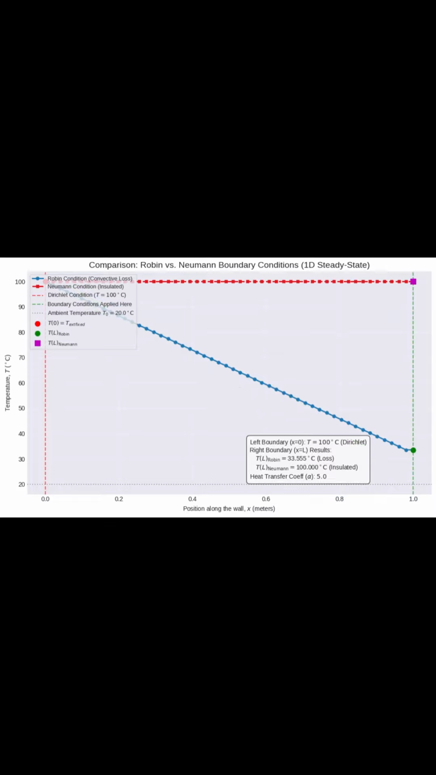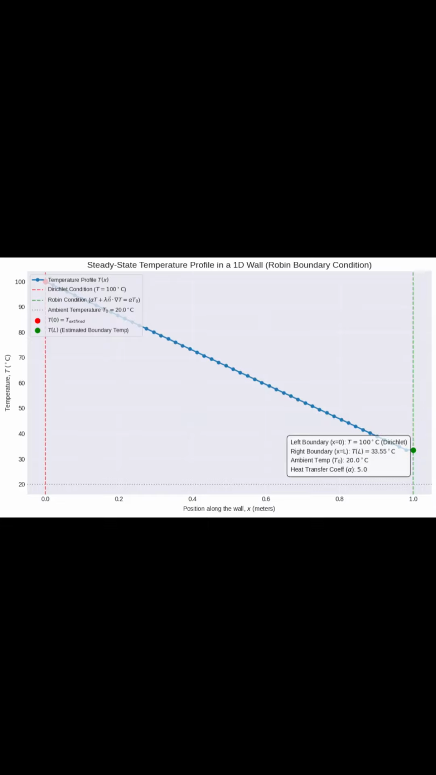So really, understanding these three types shows you that the thermal state of an entire object is dictated by what's happening right at its edge.